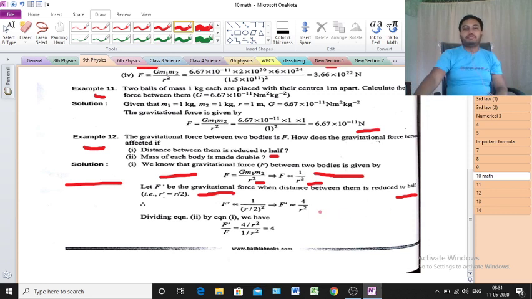So then what will happen? F prime is proportional to 1 by (r by 2) whole square. Is it clear or not? The first time, F was proportional to 1 by r square. Again, r was changed to r by 2, that means r is halved.